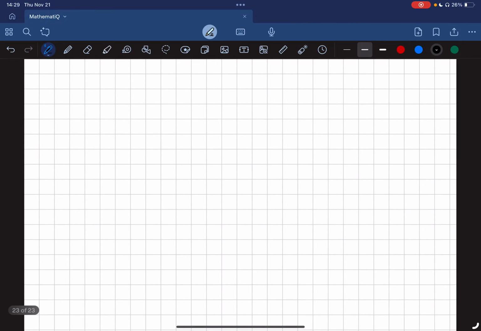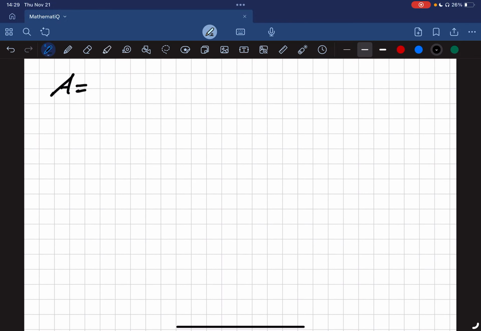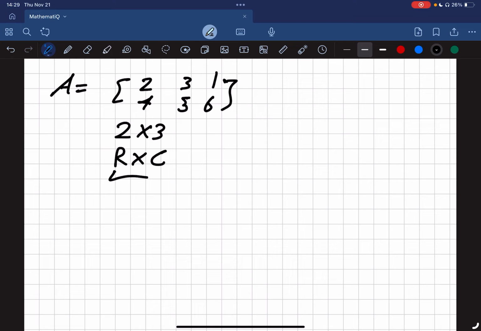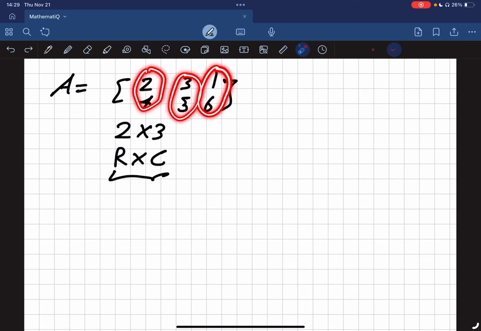where we try to multiply a matrix that is not square, okay? So let's take this matrix where it's 2, 4, 3, 5, 1, 6. So this is a 2 by 3, okay? And this is structured as row by column, okay? So we have 2 rows, right? Let me highlight them for you. So this is the first row, and this is the second row.